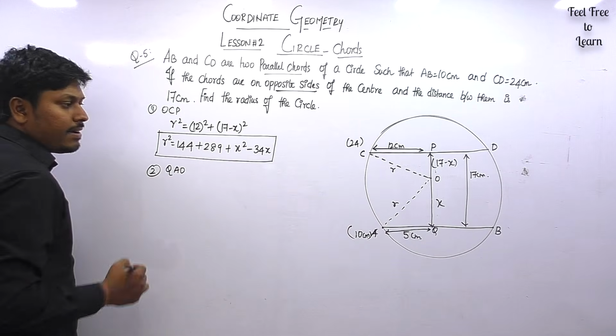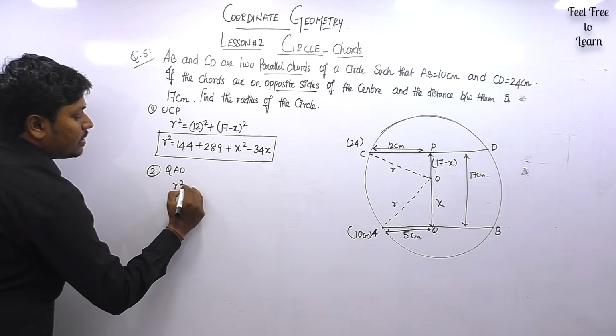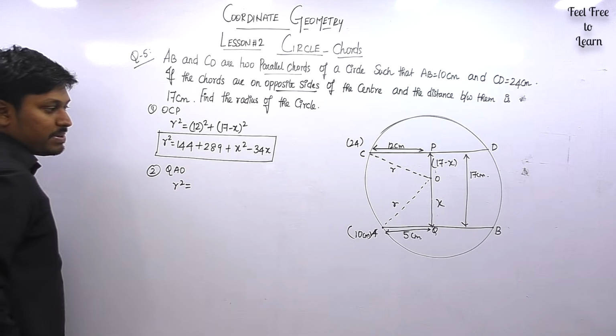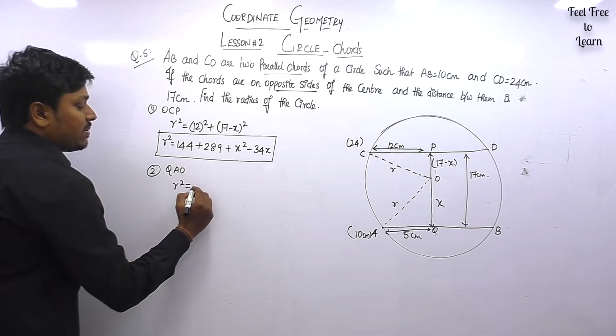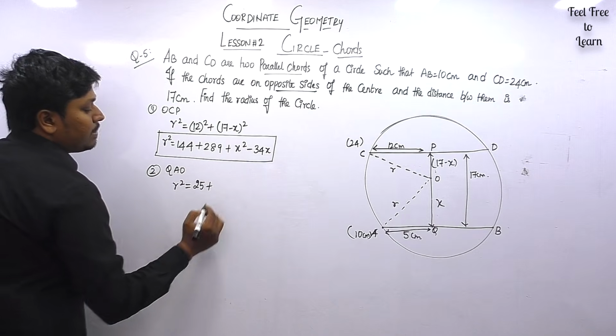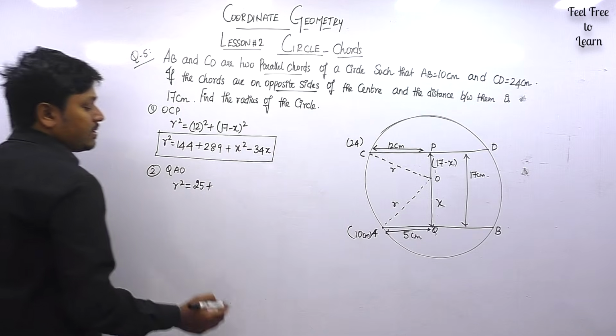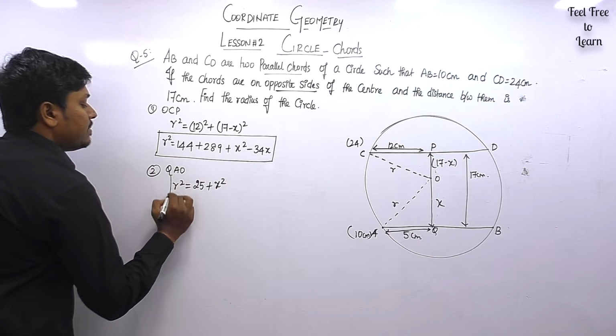So in this right angle triangle, again we can apply the Pythagoras theorem. So R square is equal to A square plus B square. So A square will be 5 square, that is 25, plus B square. So B square will be x square. So this will be the second equation.